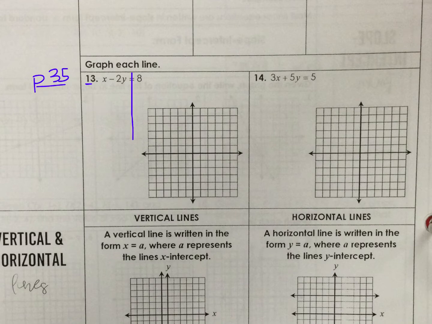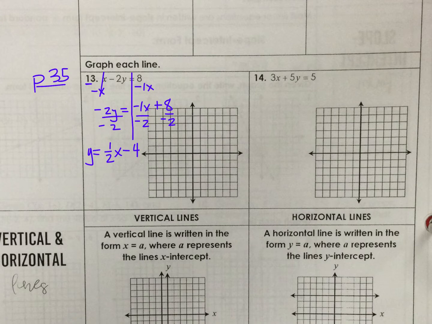So I need to graph this, but it's in standard form, so I need to change it to slope-intercept form. What I'm going to do is subtract my x. And remember, when we rewrite it, I'm going to write negative 2y equals, I have to write the negative 1x first, then plus 8. Next, I'm going to divide everybody by negative 2. So I get y equals 1 over 2x minus 4. So that's my final answer.